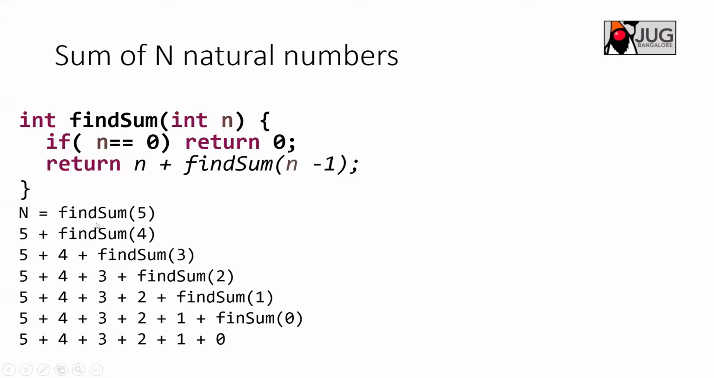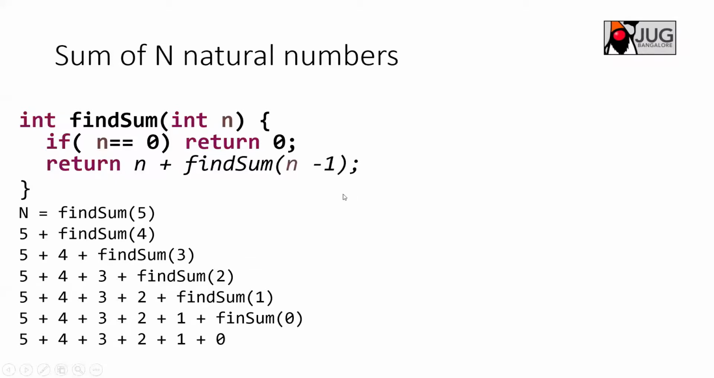So for example, n equal to 5. What it does is it calls 5 plus find sum of 4. And then 4 is nothing but 4 plus find sum of 3, and 3 is added and calls find sum of 2. How long can we go? We can go till find sum of 0, and in case of 0, it returns 0. So we got a 0 here, and then the remaining elements will be added back.